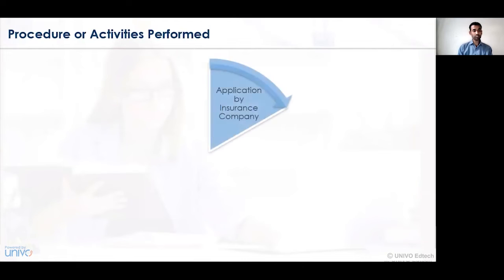Now, what are the various procedures or activities performed by the third party administrator? The first activity is receipt of the application from the insurance company. Initially, the application is received by the third party administrator from the insurance company, and accordingly they have to get a receipt of the application. The proper procedure of inwarding and outwarding the documents, and registering the applications and claims that have been received, is needed, and the processing starts at this stage.